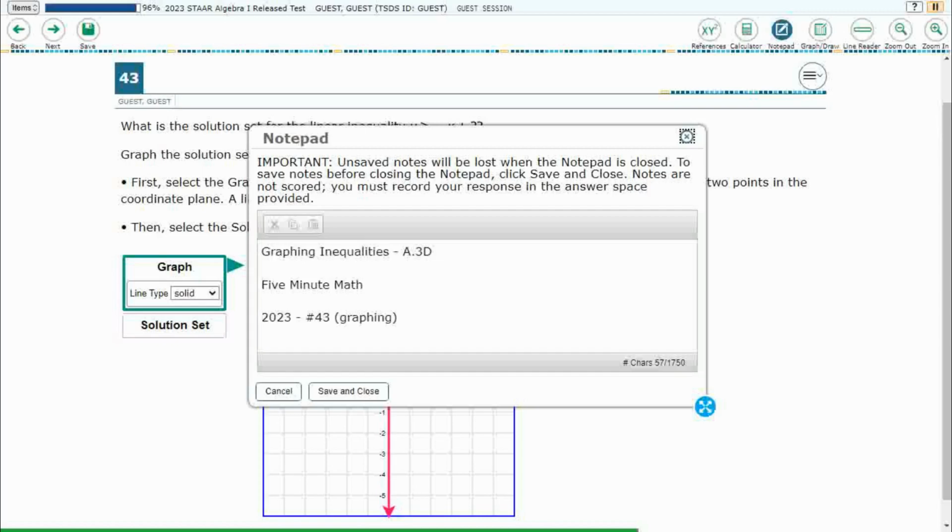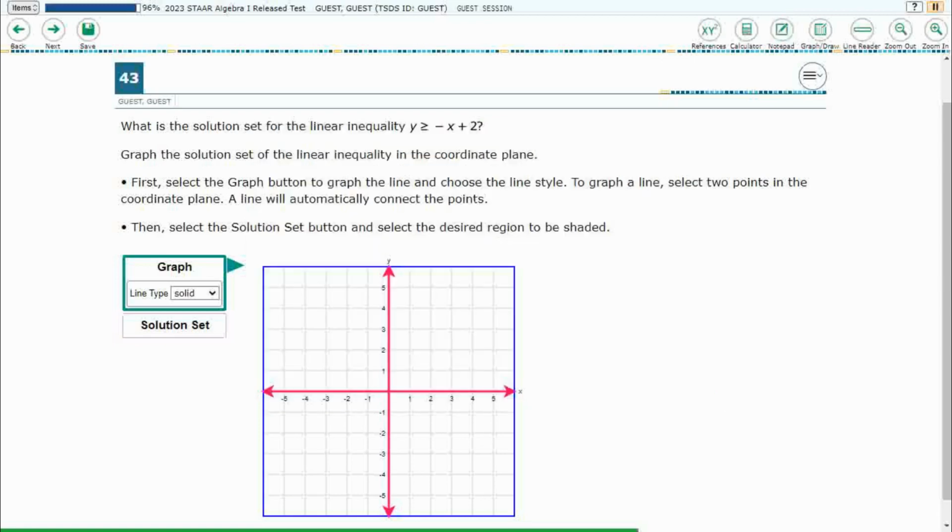Today we are looking at the Algebra 1 concept of graphing inequalities. This is standard A.3D in the great state of Texas, and we are using item number 43, which is a new item type called graphing, off the 2023 released STAAR test. If you haven't done so already, please go ahead and take a moment to pause the video, work this problem out on your own, unpause it, and we will look at our answers together.